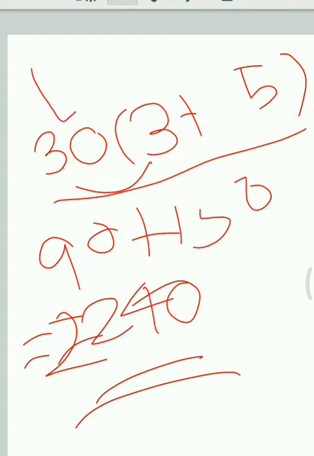And this process is called the distributive property of addition over multiplication. See, here multiplication is there and addition is also there. So what we can say, this statement is called the distributive property of addition over multiplication. Got it? Very good.